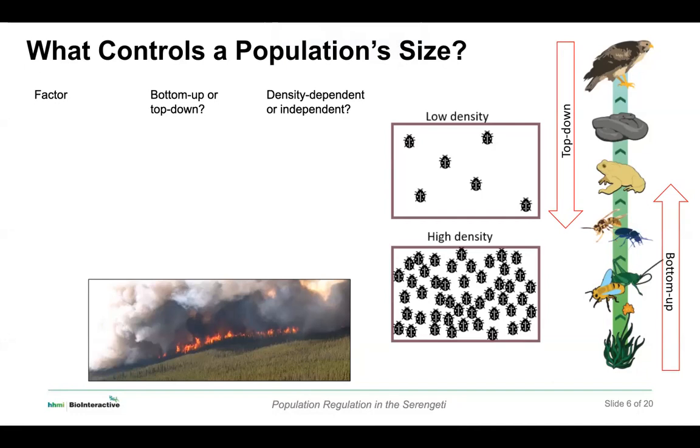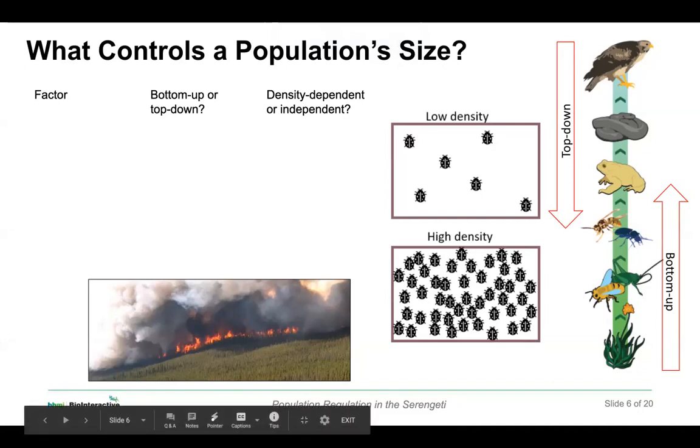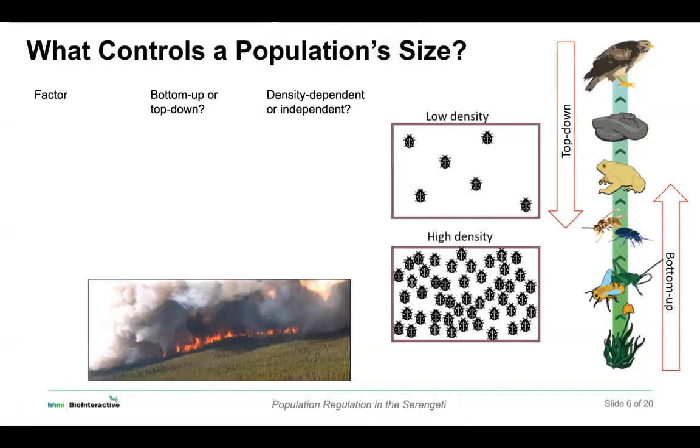So bottom up means the food supply is controlling the size of the population. In other words, this grasshopper population is controlled by how much food is available through the plant population. That's bottom up. Same idea, the amount of frogs available totally affects the snake population. That's bottom up. But if we go the other way, the hawk eats snakes and controls the snake population from getting out of control. That's top down.